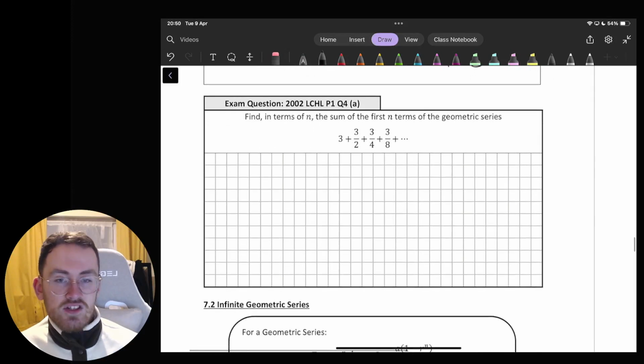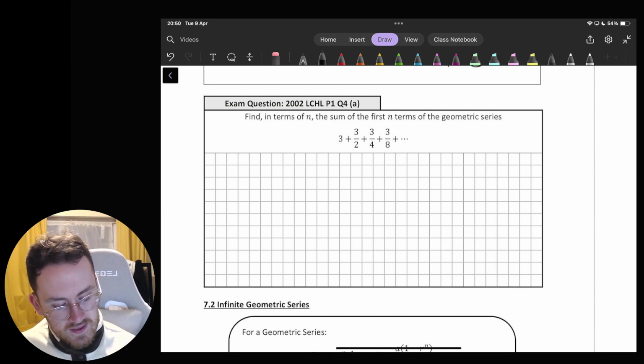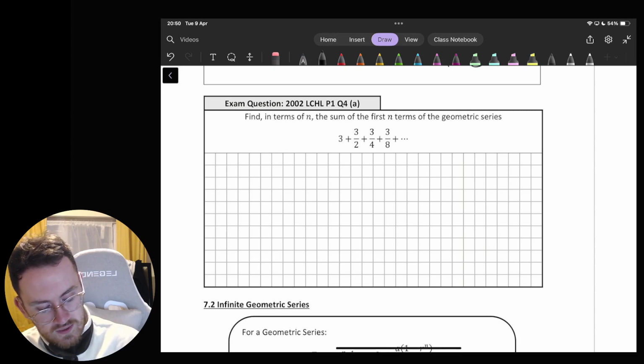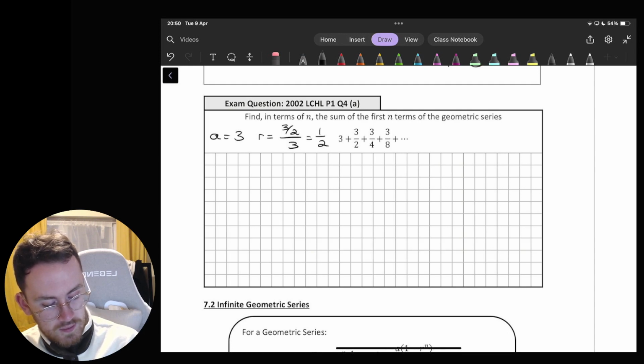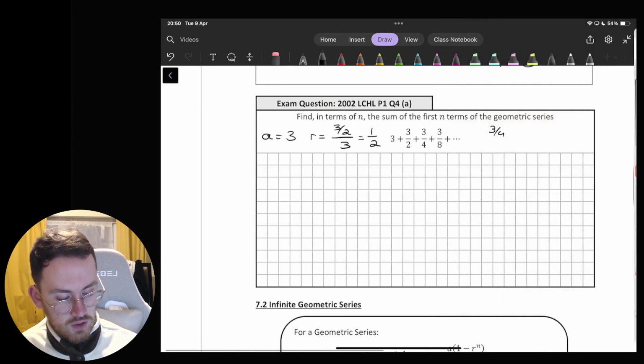So let's look at an exam question, quite an old exam question, 2002, and fairly straightforward, very similar to those examples or book questions we've seen in this topic. Find in terms of n the sum of the first n terms of the geometric series. Using my information here, I know that a is 3 because that's the first term. My ratio is one term divided by the previous term, so that would be a half. We could double check that by trying 3/4 divided by 3/2 to make sure that we still get that half, and we do indeed.